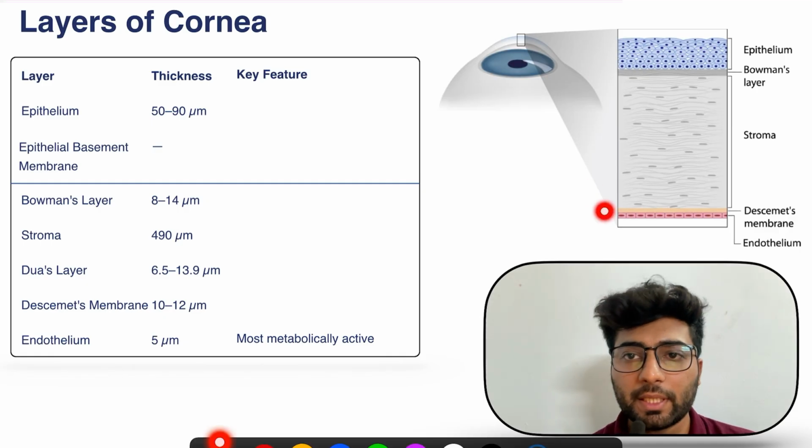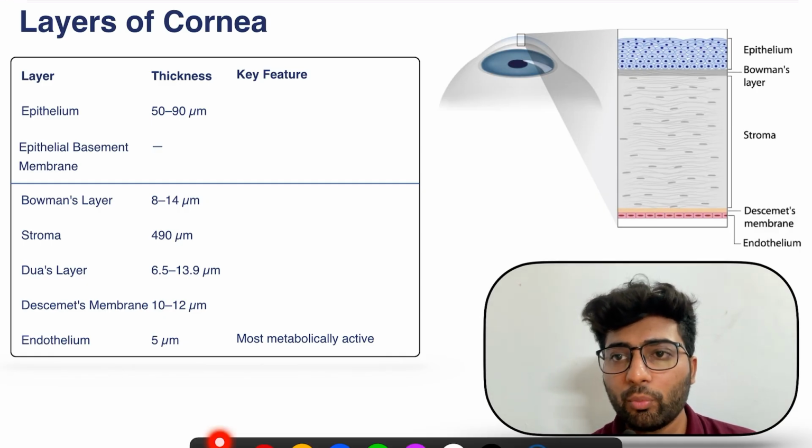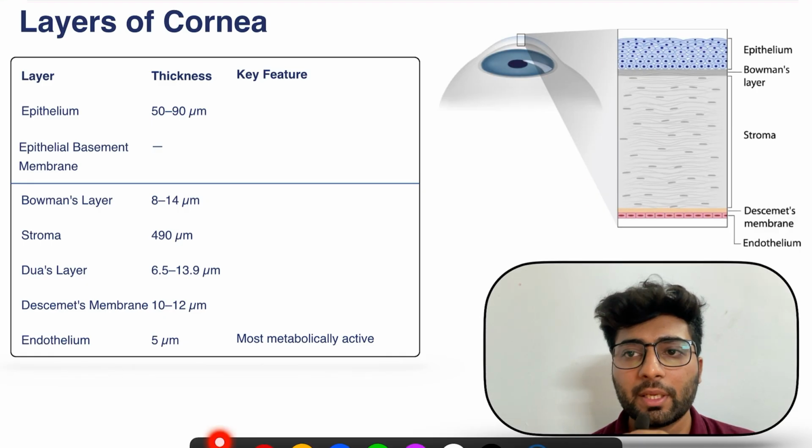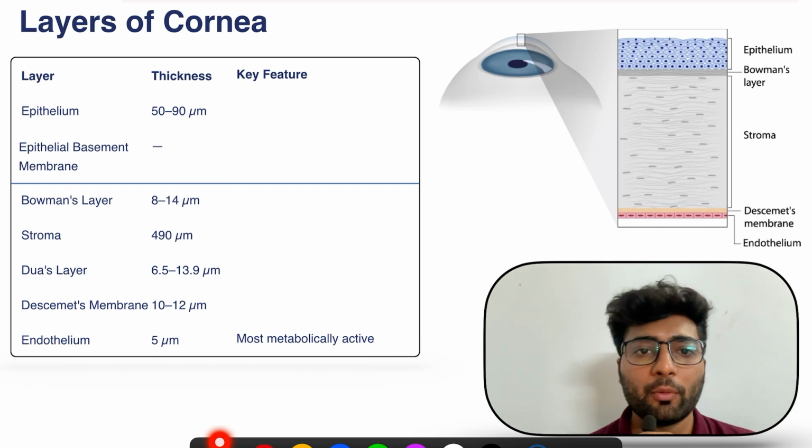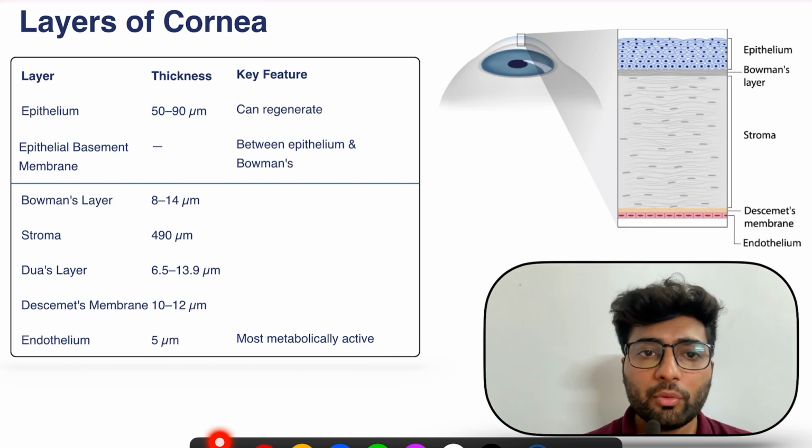So, starting with this diagram, see over here the topmost layer is the epithelium layer. Second one below epithelium will be the basement membrane. Third one is Bowman's layer. Now we'll learn something about each layer.